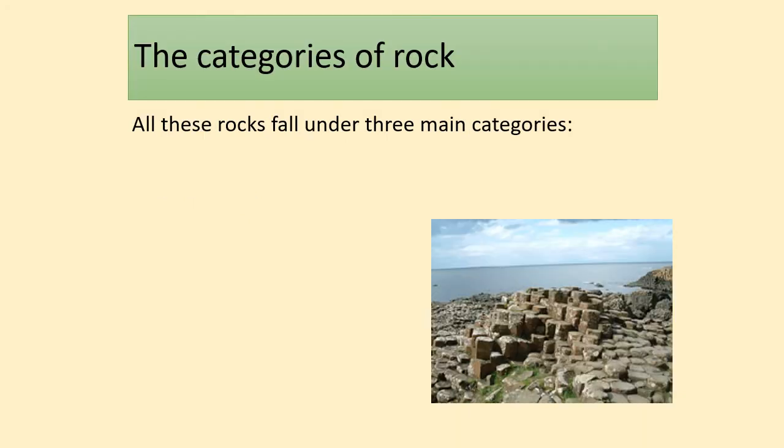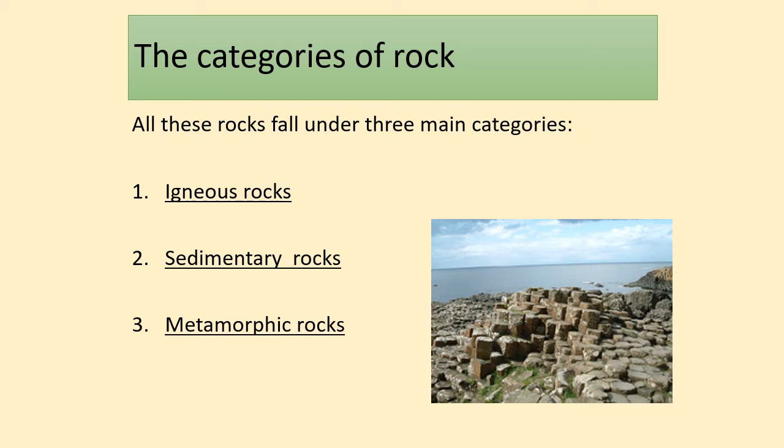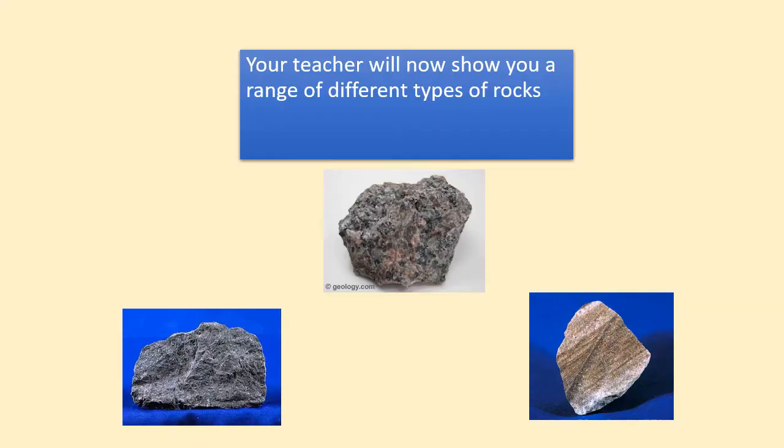Now, when we talk about rocks, there are 3 categories. The first category are igneous rocks. The second category are sedimentary rocks. And the third type are metamorphic rocks. You need to remember those 3 words: igneous, sedimentary, and metamorphic. So in class, when you're doing this lesson, you will be given a lot of different types of rock to look at. And you will be told what category of rock they belong to, and you'll be looking for common features, so things that make them similar to one another.